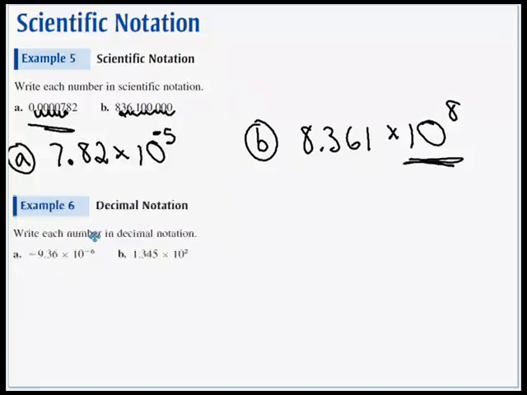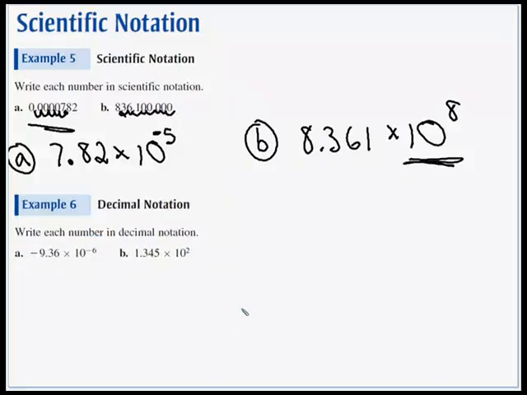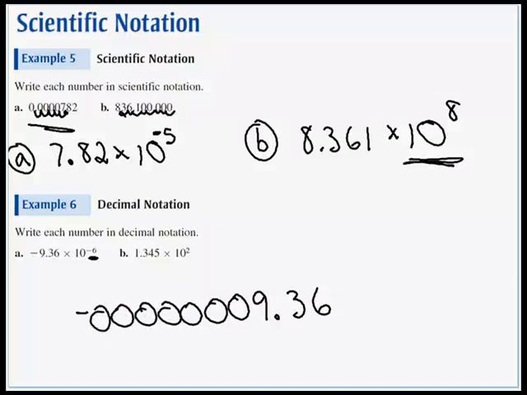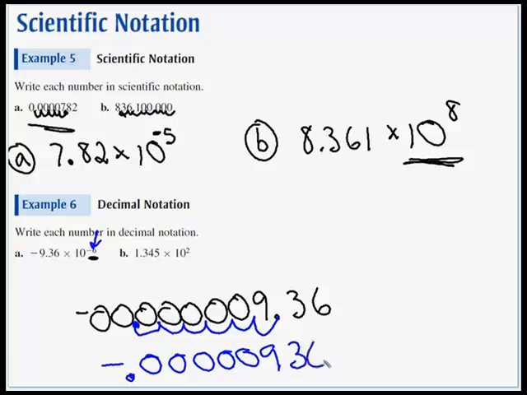And in example 6, we're going to reverse the process. Write each number as a decimal. So here it's negative 9.36. I'm going to do negative 9.36. And because this exponent is negative, I know I'm going to have a very, very small decimal. So I'm going to move this negative over here. And I'm just going to add in a bunch of zeros. And let's see how many spots I got to move that decimal. Had to move it 6. Negative, you move the decimal to the left. 1, 2, 3, 4, 5, 6. There we go. So it's negative 0.0000936.